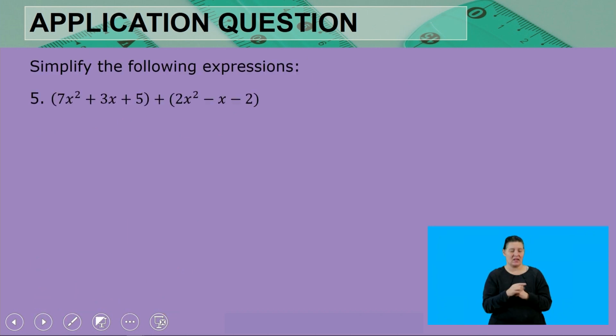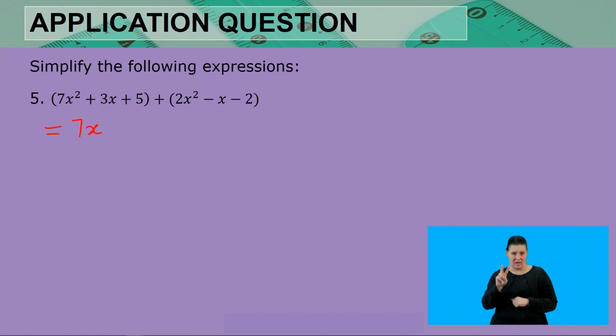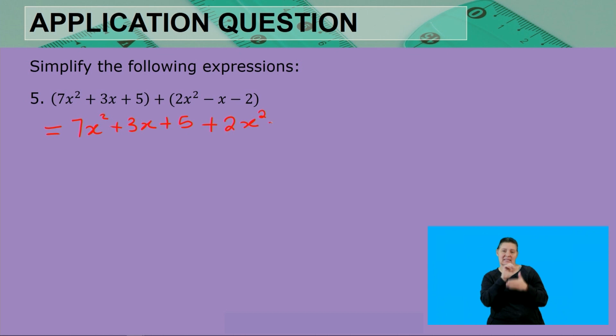Let's simplify the ones here at the bottom. It's just 2 expressions that are being added. So that is our 7x squared plus 3x plus 5. And we are adding the 2x squared. We are also adding a minus x, but that is the same as subtracting that x. And we are also adding a minus 2. That is the same as subtracting that 2.